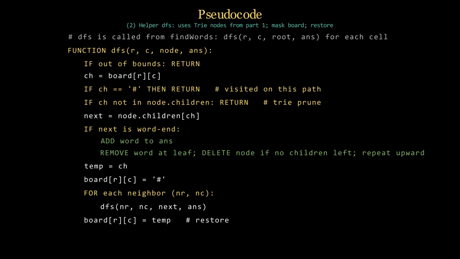Part 2, this is the helper that Find Words calls for every starting cell with the root node. At each step, follow the tree child for the board letter. If there is no child, return immediately. When the node marks the end of a dictionary word, record it and optionally prune: remove the word at the leaf, then delete tree nodes that have no children left, walking upward. Hash the cell, recurse to 4 neighbors with the child node, then restore the letter.